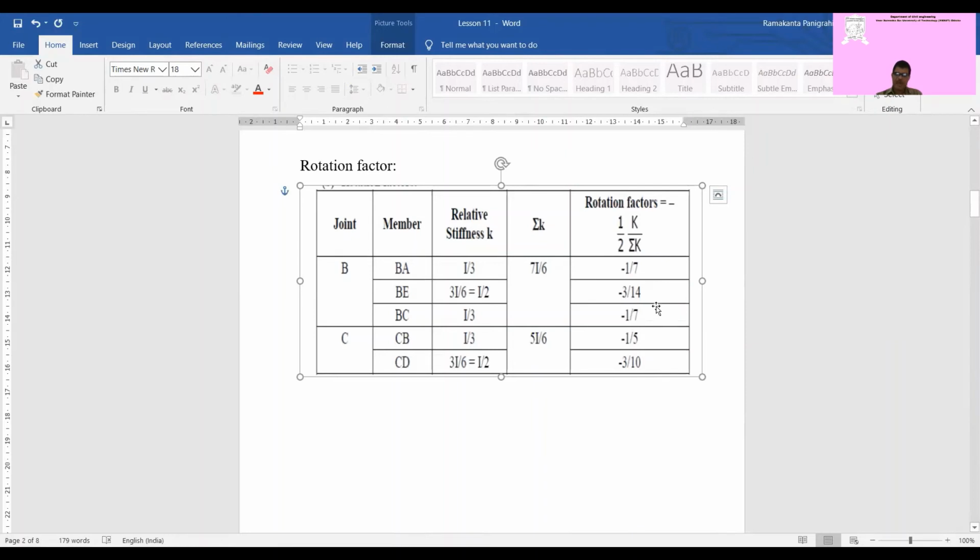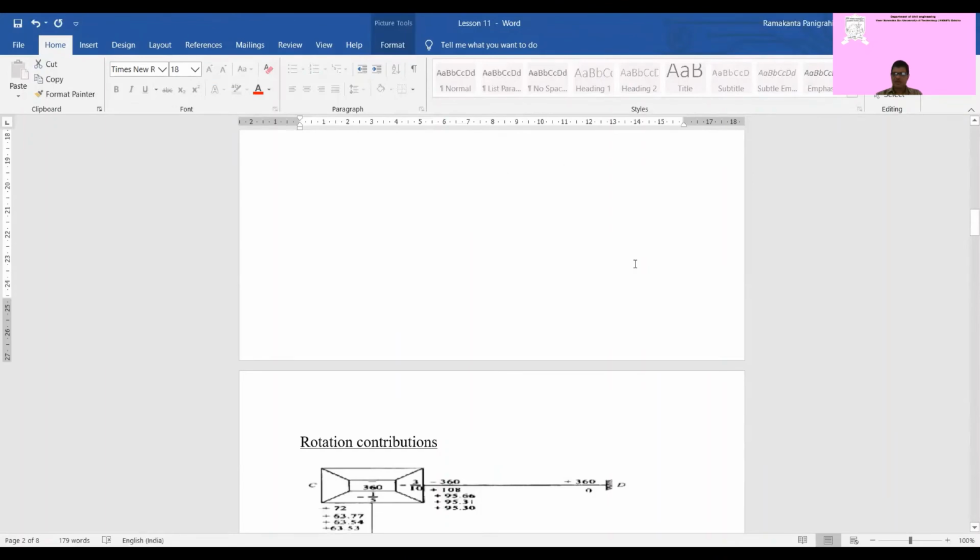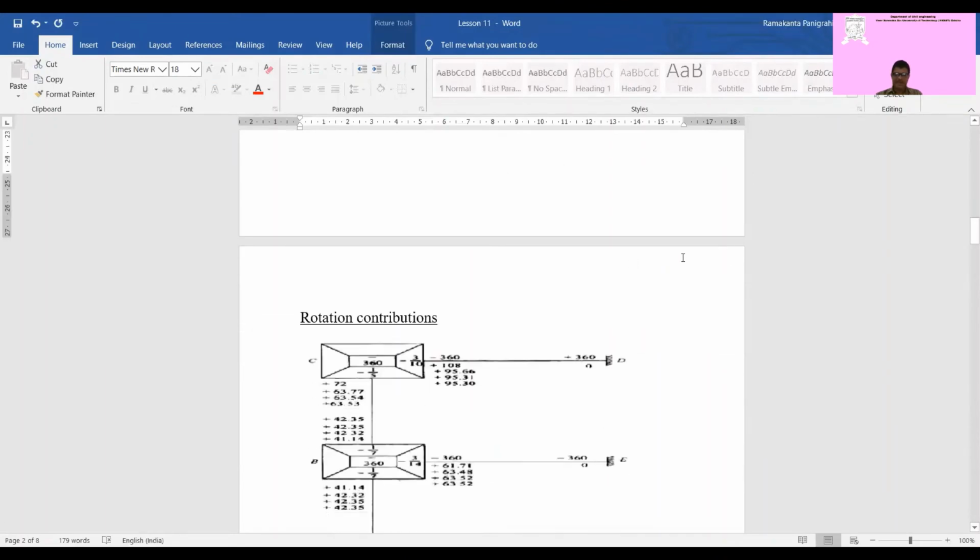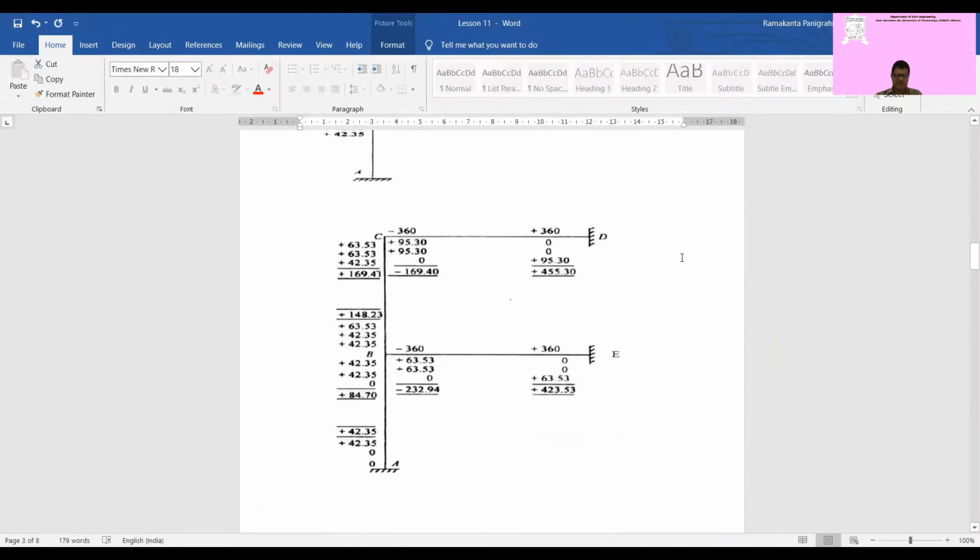I have already told you that if you add all these rotation contribution factors at a joint, the sum must come to minus half. It is not coming to minus half here, because the calculation takes time, so please check it. The addition of all rotation factors at a joint must be equal to minus half, just like the distribution factors at a joint shall sum to 1. Now, once you find this, we will go for the contributions.